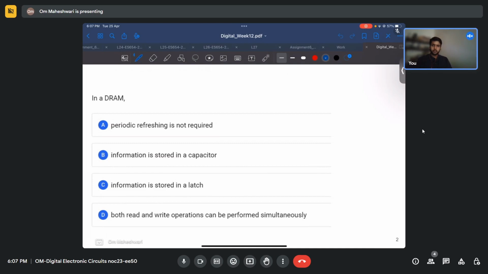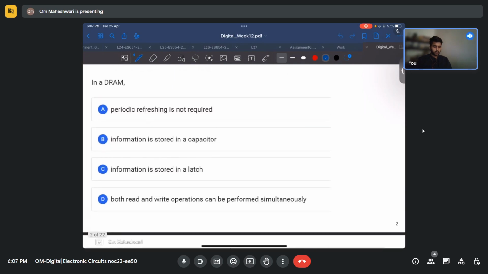So the first question is: in DRAM, which of the following is correct? Periodic refreshing is not required. Information is stored in a capacitor. Information is stored in a latch. Both read and write operations can be performed simultaneously.